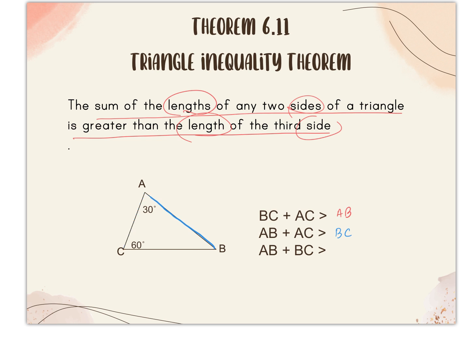And the last one I'm doing is telling me again, AB, that's this side here, plus BC, this one here, is going to be greater than AC, which is the third side. And so that's all that's saying. So you take two sides of a triangle, and their sum is always going to be greater than the third side. Okay? So again, this is called the triangle inequality theorem.